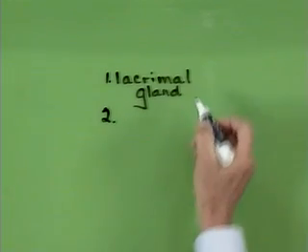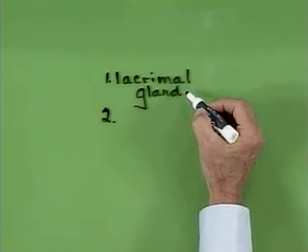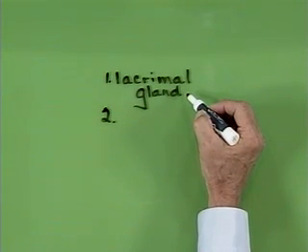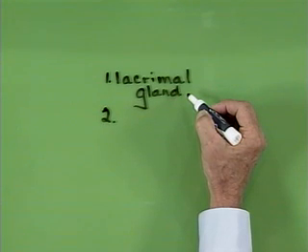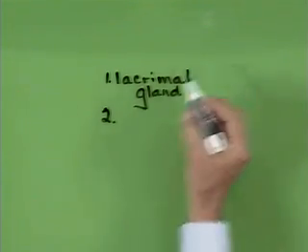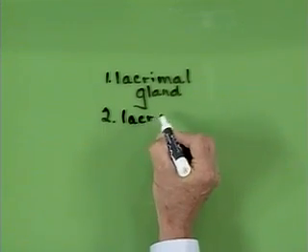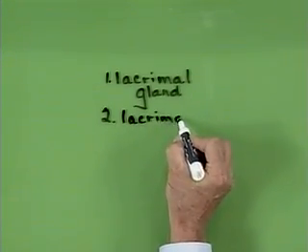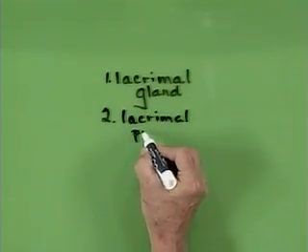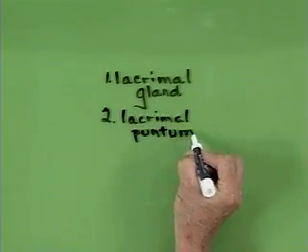And then when it secretes the tears, or lacrimal secretion, those tears flow freely over the surface of the eyeball and are finally collected into some little tiny openings that are on the medial aspect of the edge of each eyelid. Now, each opening is a lacrimal punctum. And there's one on the upper eyelid and one on the lower eyelid.